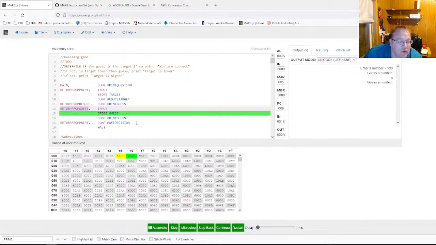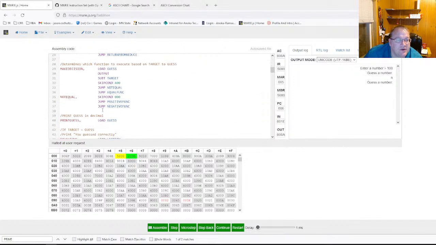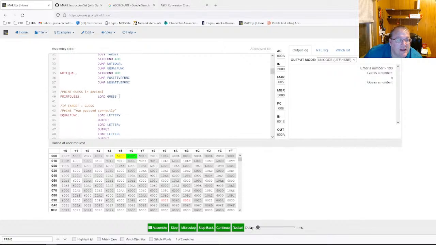Print guess, and then we're going to return from guess. That's right. Okay. So here's our print guess. So we're going to load the guess. And now what we need to do is we need to subtract, because this is in hex code. That's how it's stored. And so what we're going to do is we're going to subtract 16 from it until we get a negative number. But we're going to count how many times we do that.